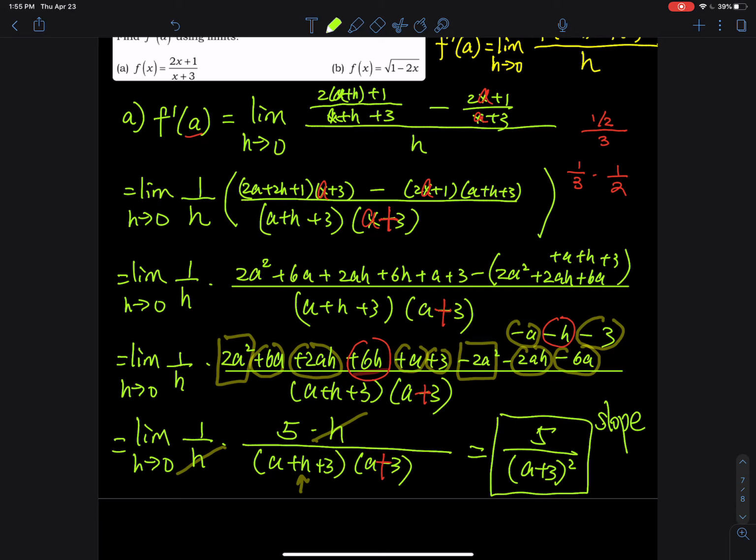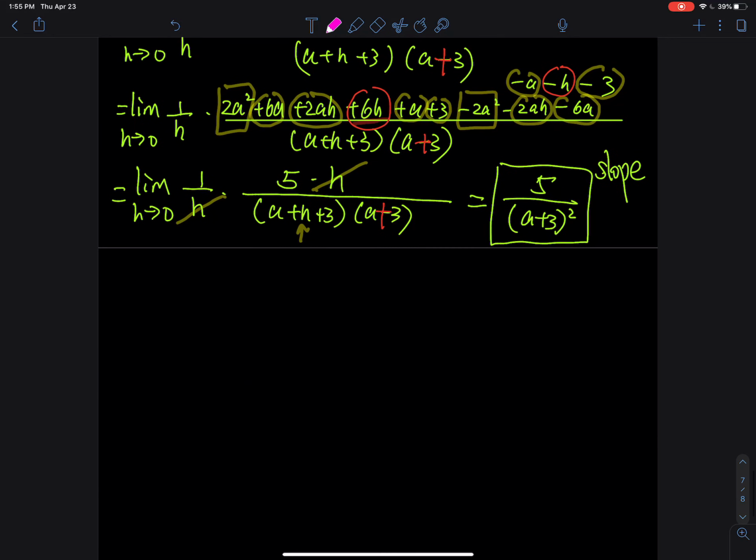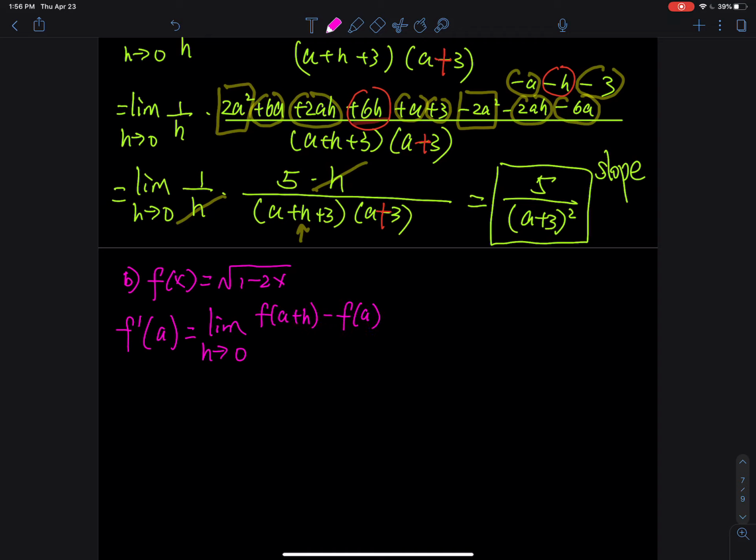So let's take a look at a square root. Change colors for that. So in the next problem, we have a square root. We have b. We have f of x equals the square root of 1 minus 2x. So we are looking for the slope f prime of a that equals limit as h goes to 0. We have f of a plus h minus f of a. I'm going to watch myself, so I'm not going to keep using x. So we have limit as h goes to 0.